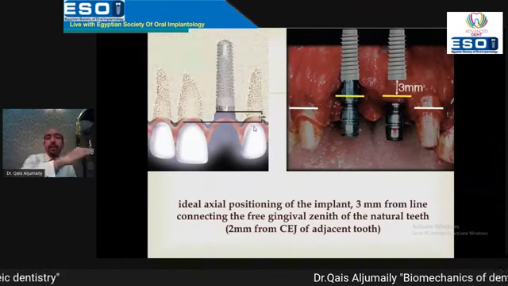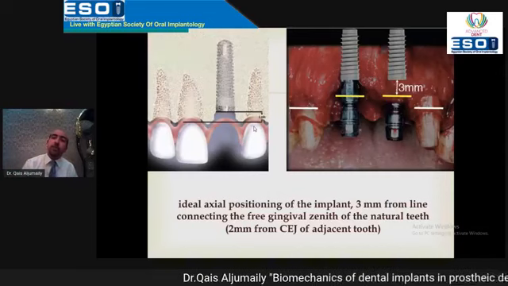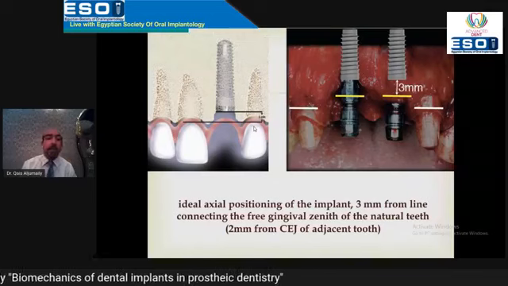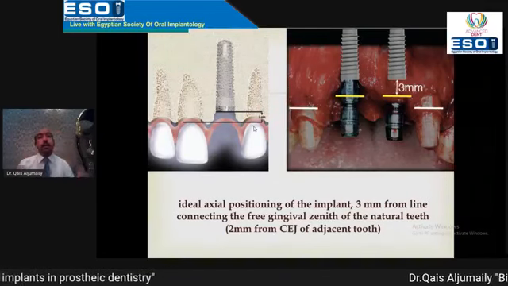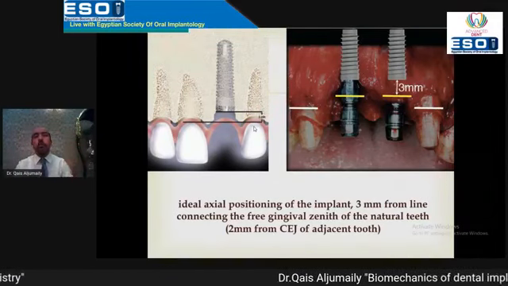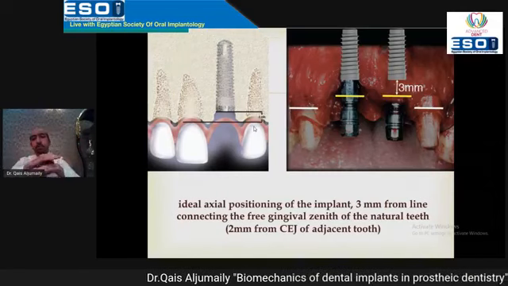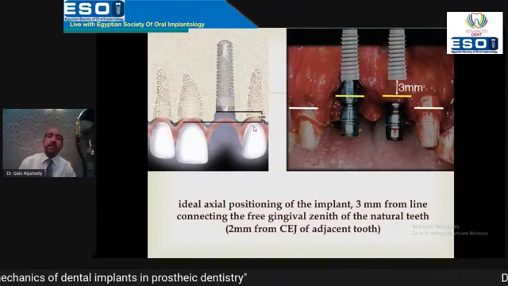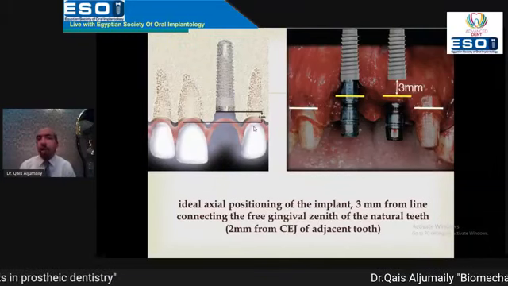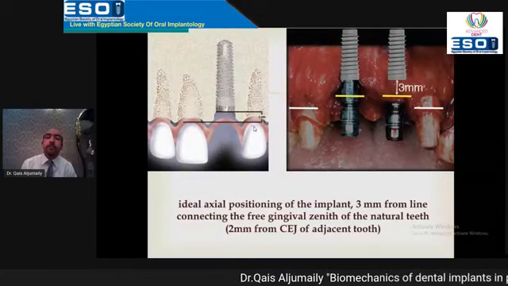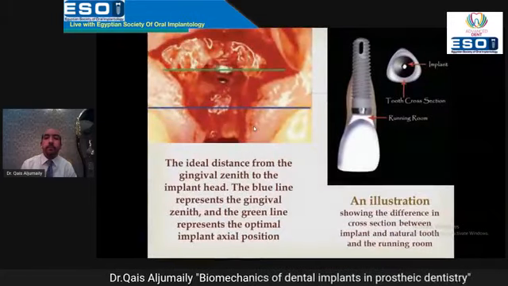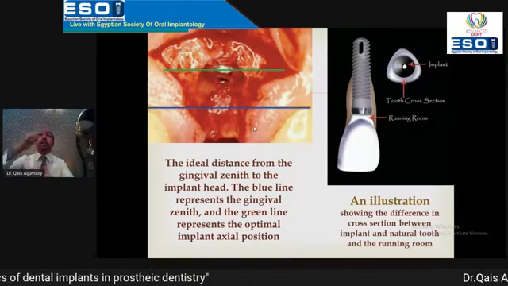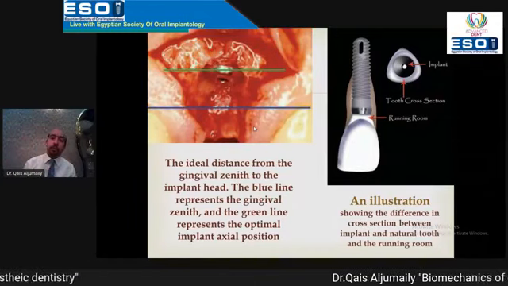Either you measure 2 millimeters from the cemento-enamel junction of the adjacent teeth and stop your drilling. Of course, taking into consideration the crestal bone: the head of the implant must be at the crest of the bone, and it's better if it is a little bit infracrestal or subcrestal. So 1 millimeter is acceptable. And always you have to think about the vertical placement of the implant fixture.